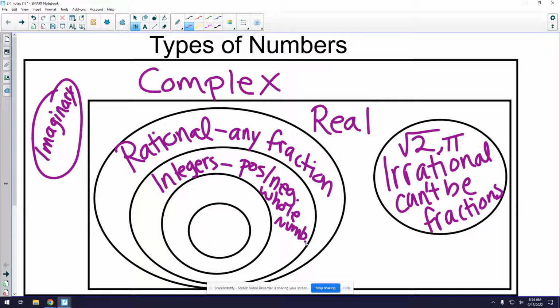And that's going to be true of every integer. Every integer is also a rational, a real, and a complex number. It is not irrational because that circle is not attached, and it is not imaginary because if it's real, it's not imaginary. Inside the integers, a smaller section, are your whole numbers.